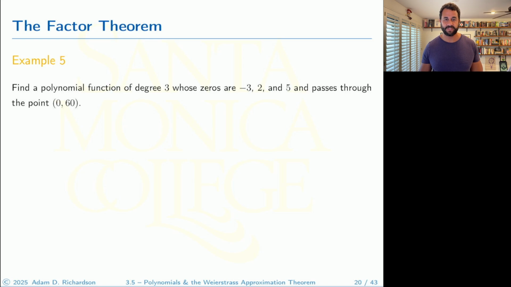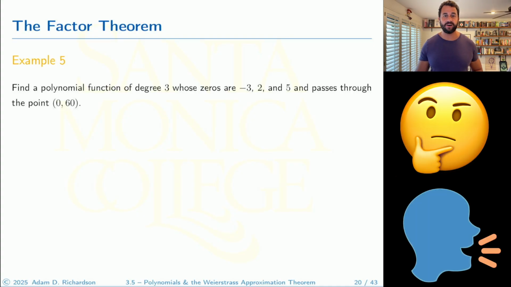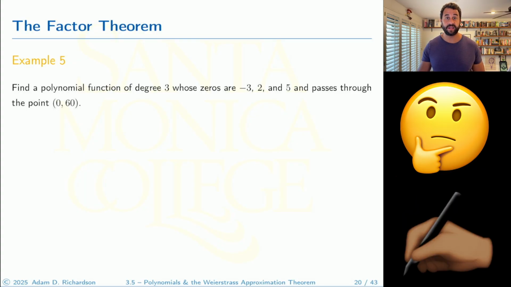Okay? So ponder that for a second. Now, say something out loud to yourself or to your dog or to your cat. And now try to work it out. Remember the factor theorem. If you know a zero, then you know a factor.